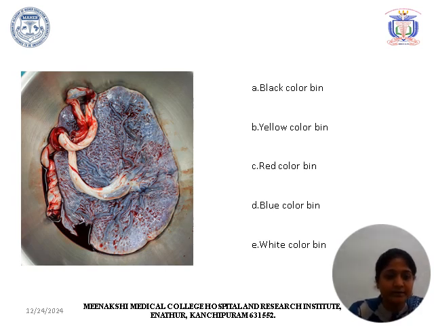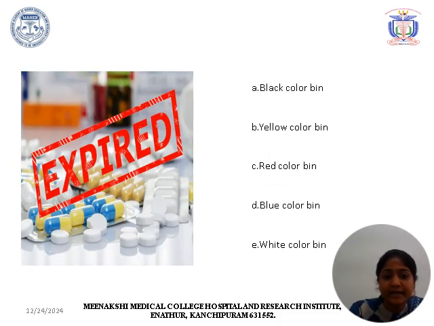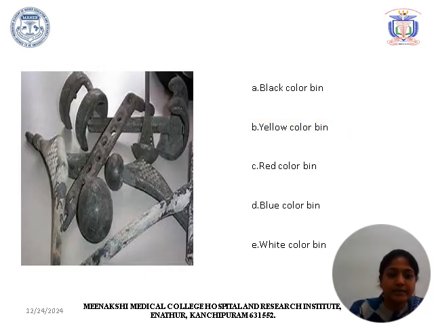So what you see here is a placenta. Which color bin is it discarded in? Yes, it is discarded in a yellow color bin. And next, what is this? Yeah, these are syringes without needle. So it is discarded in red color bins. And then these are expired medicines. So if you remember, there was a point noting towards expired medicines. In which color bin is it discarded? Yes, good. It is discarded in yellow color bin. Okay, expired medicines are discarded in yellow color bin. Then these are orthopedic implants. Okay, so orthopedic implants are discarded in blue color bins.